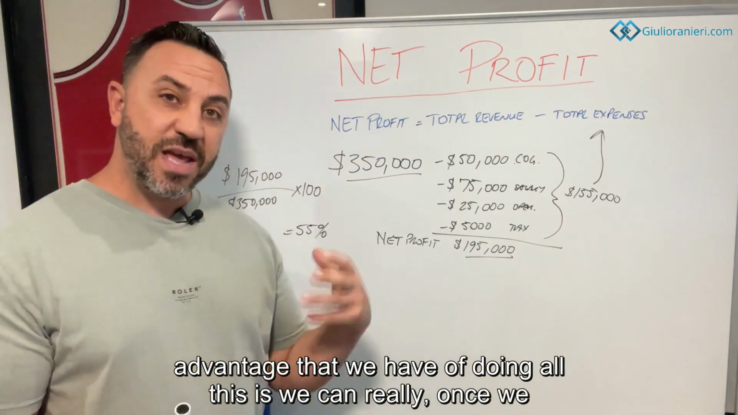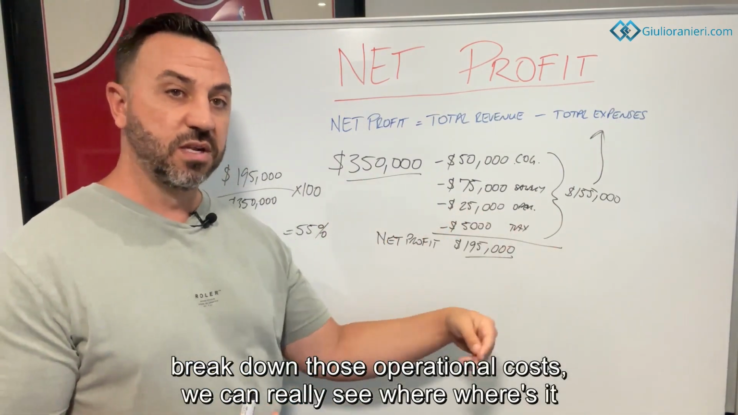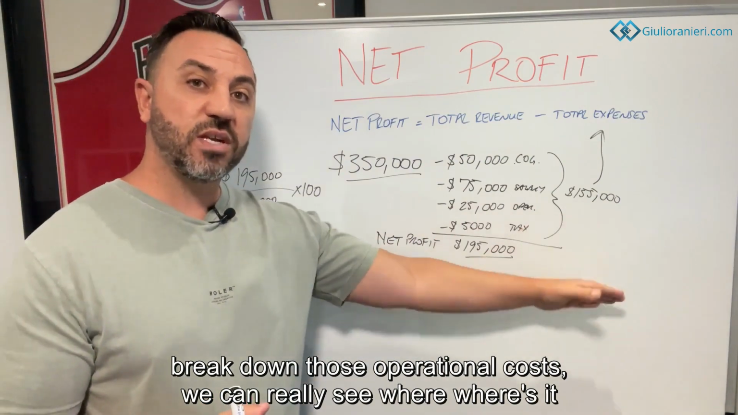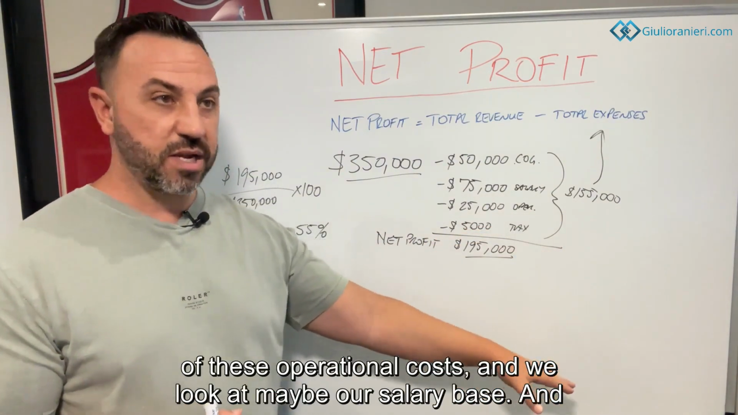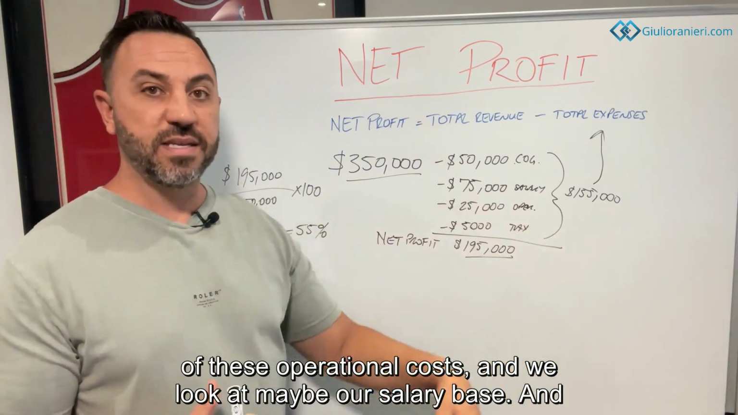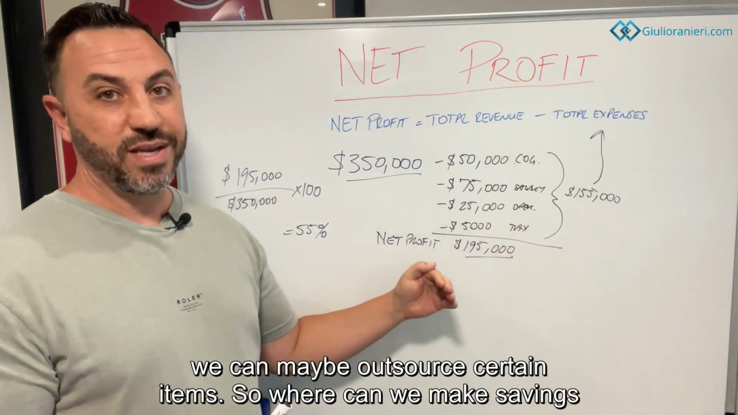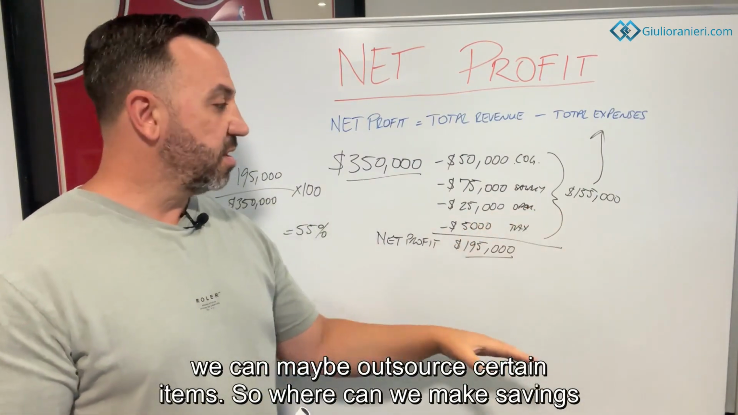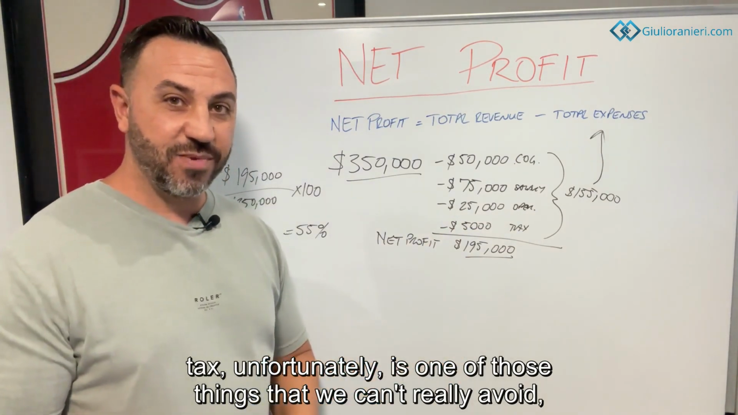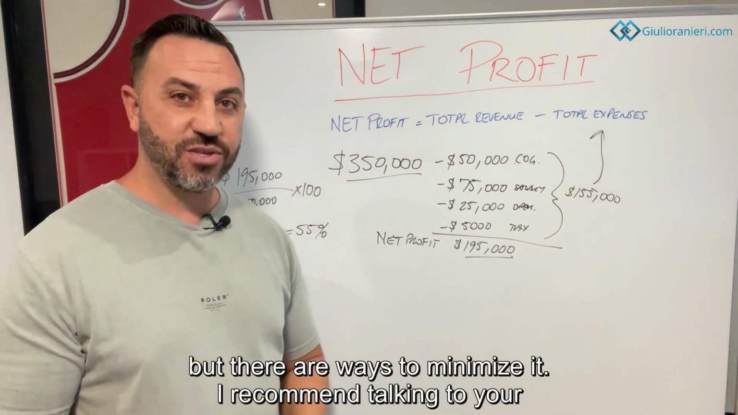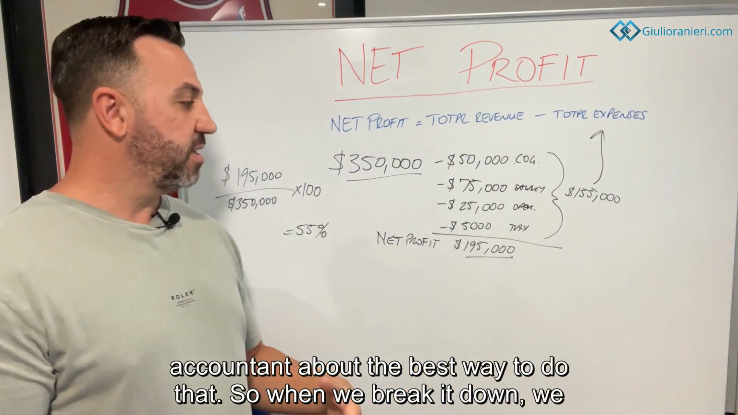Now, the advantage of doing all this is that once we break down, say, those operational costs, we can really see where it is costing us too much money. Where can we start maybe saving on some of these operational costs? We look at maybe our salary base, and we might figure that we need some additional people now to deliver, or we can maybe outsource certain items. So where can we make savings? Tax, unfortunately, is one of those things that we can't really avoid, but there are ways to minimize it. I recommend talking to your accountant about the best way to do that.